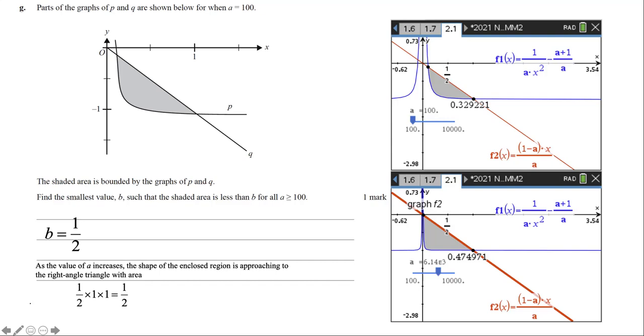Once I put the A very large, for example, to 6,000, 8,000, and 9,000 up to 10,000, you will see this shape will converge to a triangle. The triangle should have an area of half times 1 times 1, which is half. So the smallest value of B I could think of using the graphical interpretation is just half.